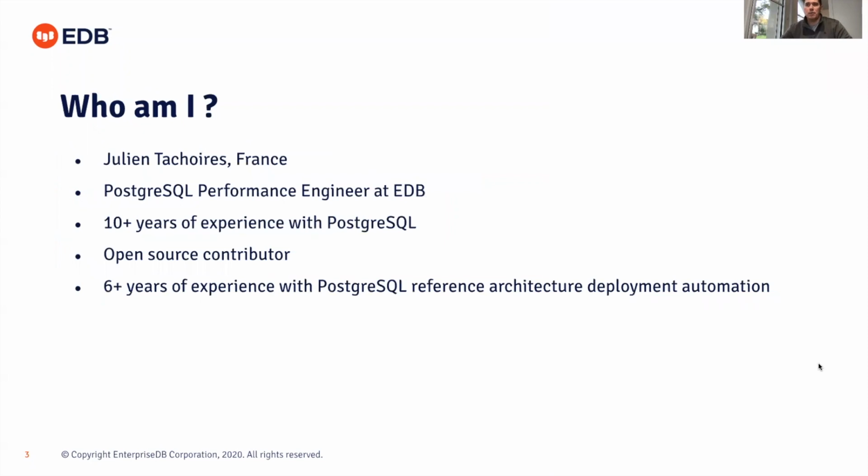Let me start with a few words about me. My name is Julien Tachoir. I'm from France. I am a Postgres performance engineer at EDB. I have more than 10 years of experience with Postgres. I started with the 8.4 version. I am the original author of open source tools around Postgres, such as pg_activity and Temboard. And I have more than 6 years of experience with providing Postgres deployment automation and management tools for French big companies. My main mission was to help those companies to go with Postgres from zero to production.